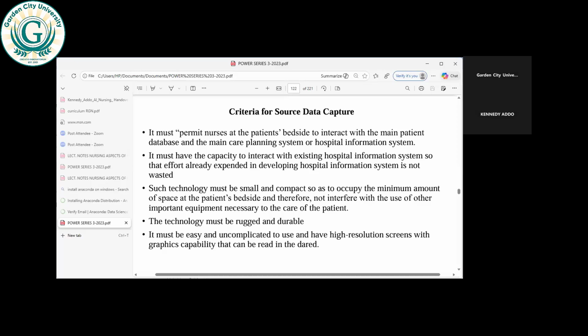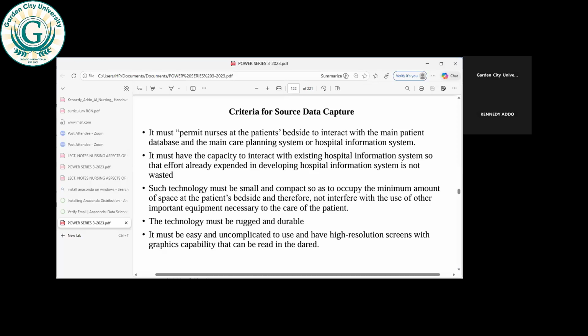It must have the capacity to interact with what? The existing hospital information system. It's just about making sure that they are unified and support exchange of information across the continuum of care delivery. Such technology must be small. Now let me go back to the second point. It must have the capacity to interact with the existing hospital information system so that effort already expended developing the hospital information system is not wasted. So we want to avoid issues of what? Duplication. Whatever entry you do at one point is not going to allow you to do another entry. So duplication is avoided.